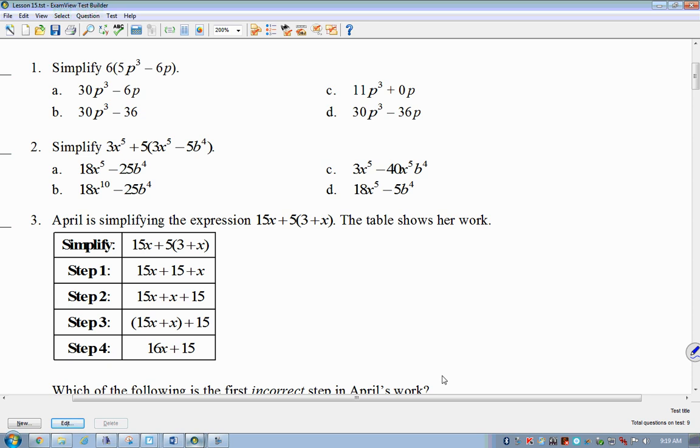Okay. All right, so 6 times what first? Okay, 6 times 5p cubed, right? Okay, what do I get whenever I multiply 6 times 5p cubed? It would be 30p cubed, and that's 3 of my available answers.